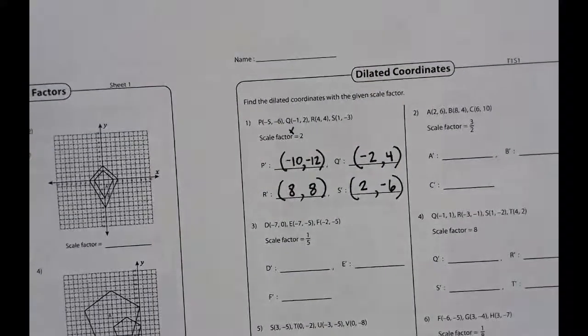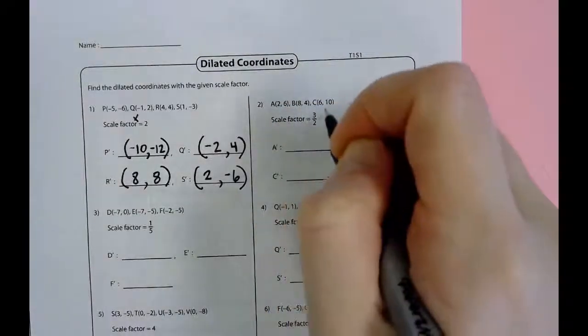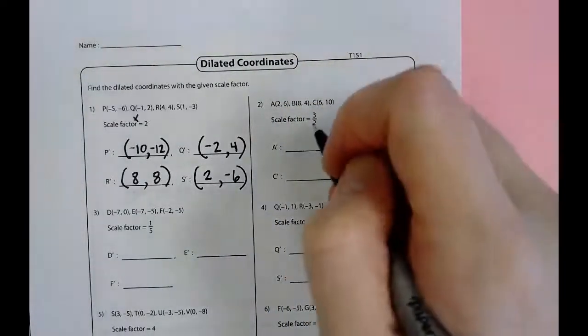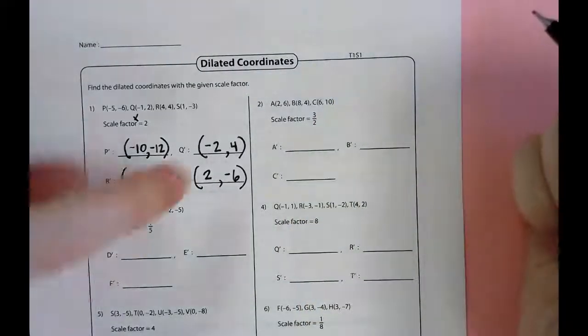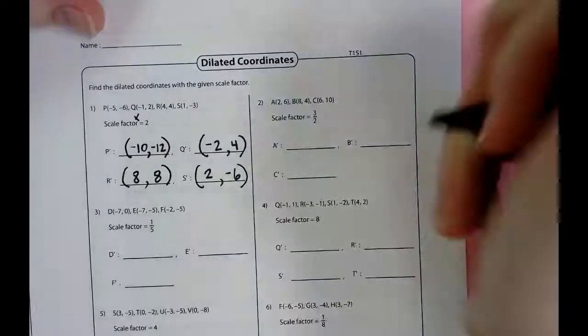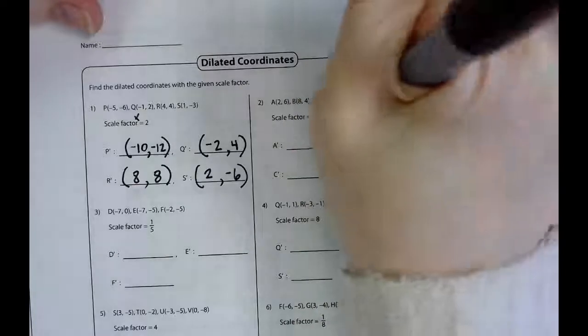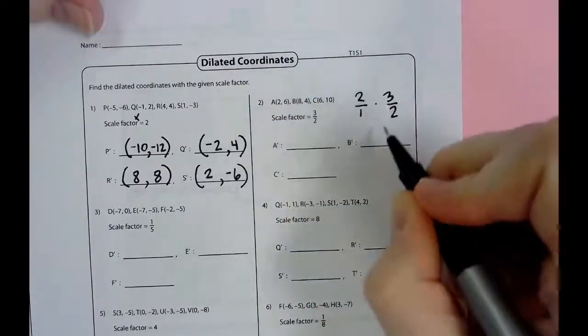Now I'm going to get you started on number 2 just because we might forget how to work with fractions. So if I'm multiplying by this scale factor, what I want y'all to do is take each number, and so I'll do 2 times 3, because remember it's like 2 over 1 times 3 over 2, which is my scale factor. Because if I made 2 a fraction, I just put it over 1.